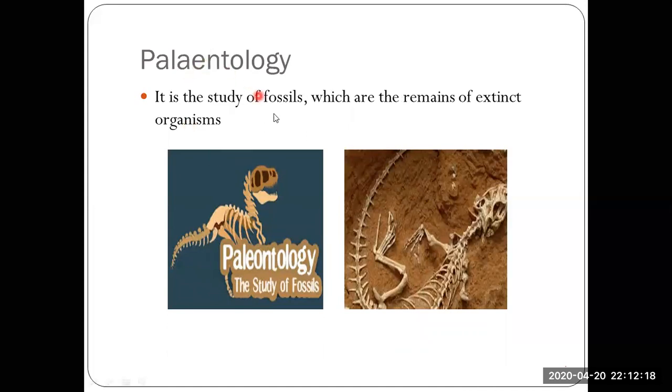What is paleontology? Paleontology is the study of fossils. Paleon, the word means fossils. What are fossils? Fossils are remains of extinct organisms.